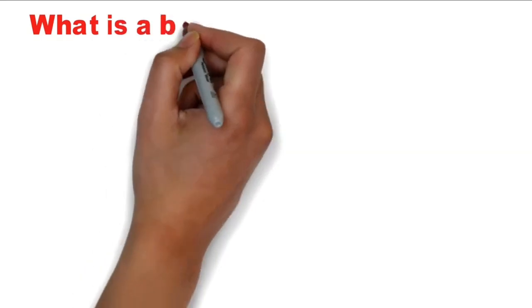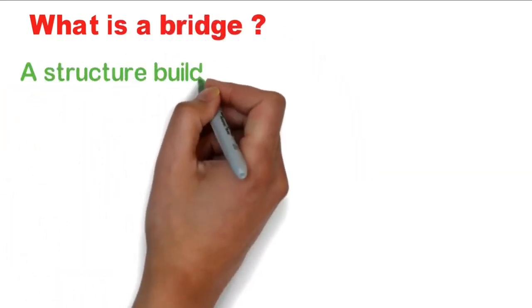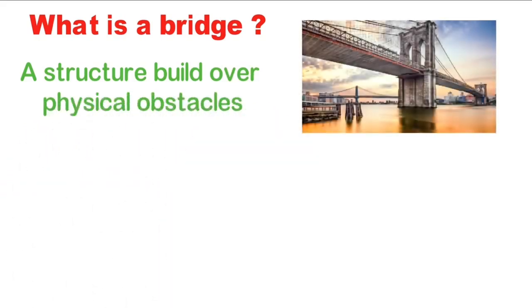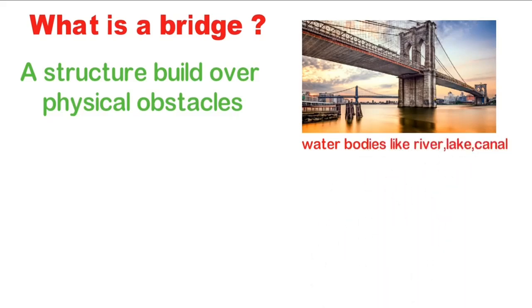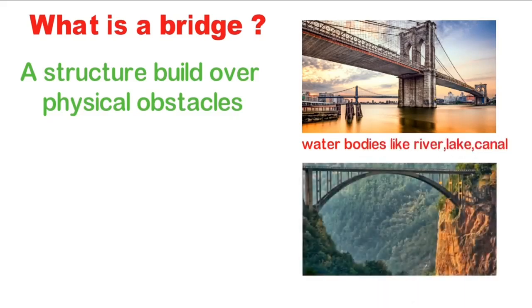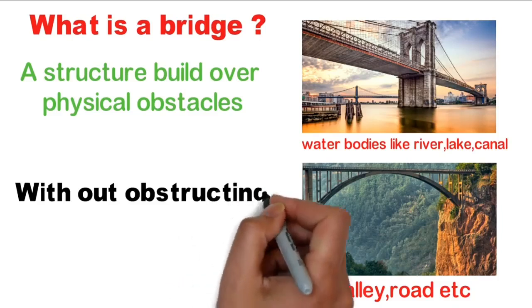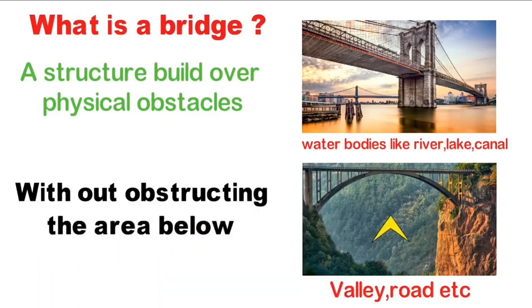What's a bridge? A bridge is a structure built over physical obstacles. Obstacles may be water bodies like a river, lake, canal, or valley, road, etc. And the main purpose of a bridge is that they can form a passage without obstructing the area below.